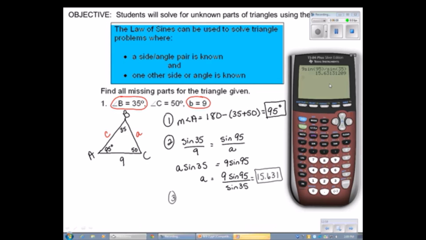I'm just going to repeat that process to solve for little c. I use my sine of 35 over 9, but I'm sorry, I'm switching to find little c, so I use the sine of angle C, which is 50. And so little c will be 9 times the sine of 50 divided by the sine of 35. You cross multiply and get c by itself.